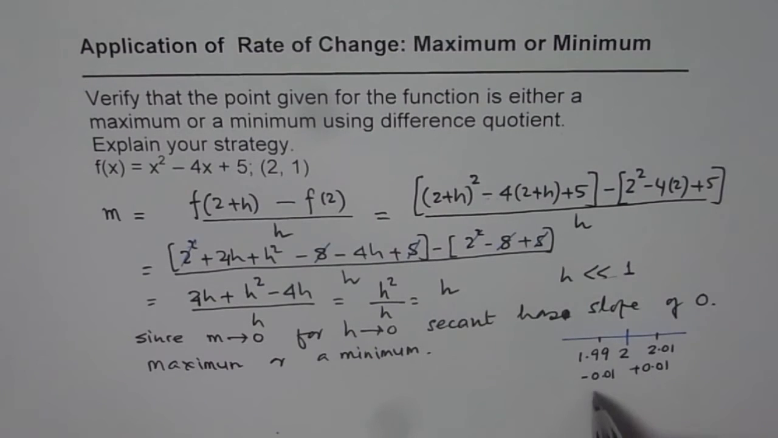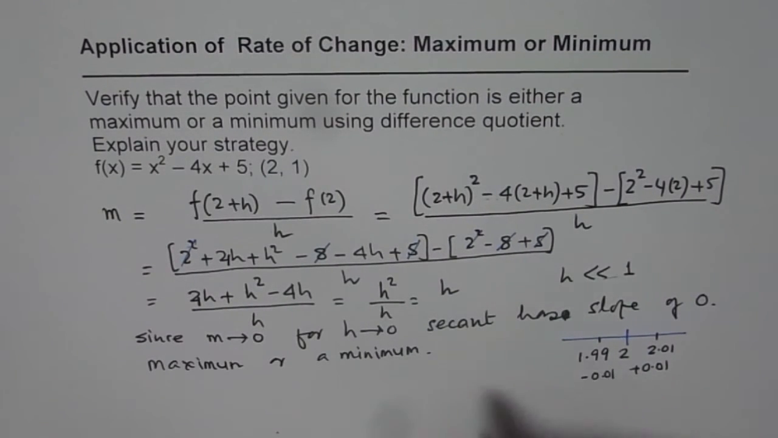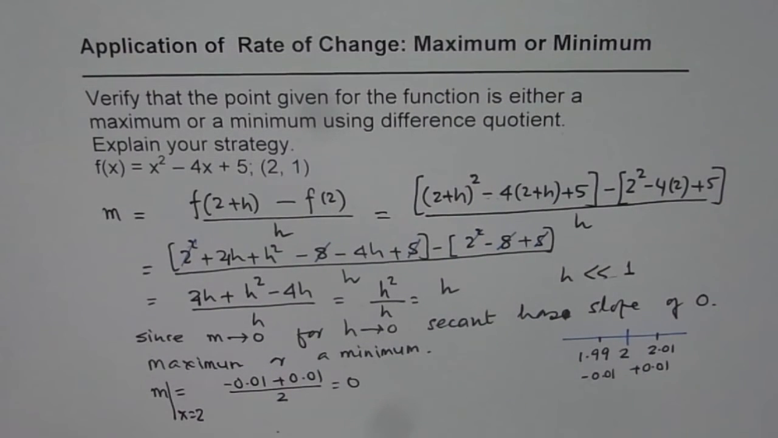So on the left side, if I take h as minus 0.01, so the preceding slope will be how much? So the m for h as negative is going to be minus 0.01, right? And the following will be plus 0.01, correct? Therefore, at 2, how much will it be? In that case, slope at x equals 2 will be minus 0.01 plus 0.01 divided by 2, which is 0, right?